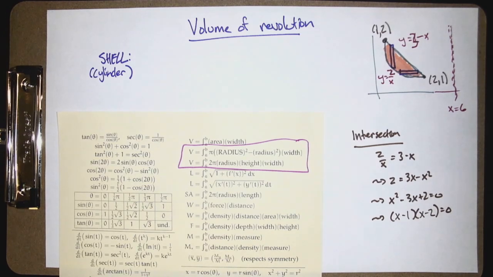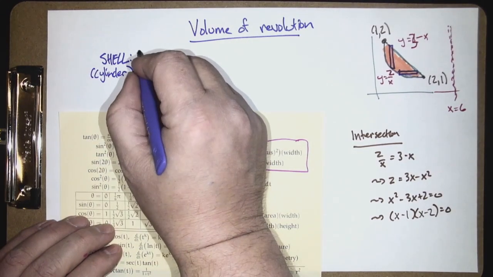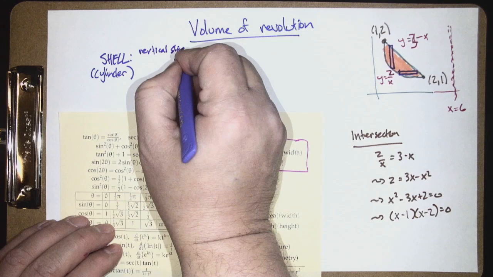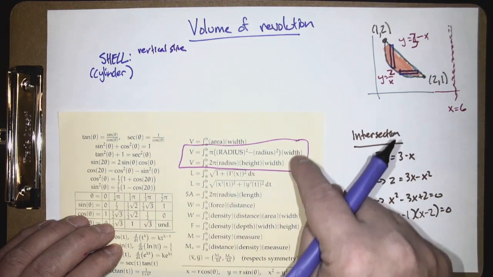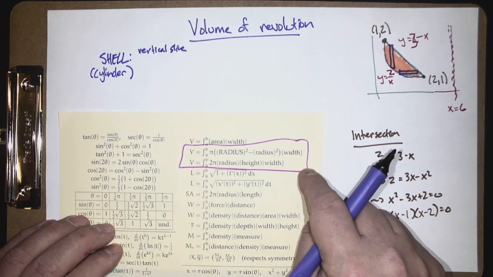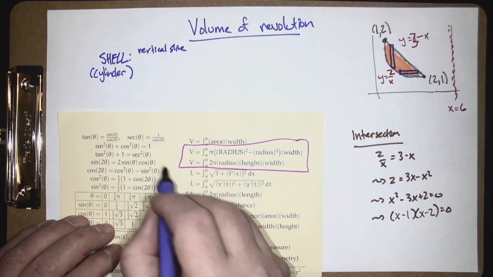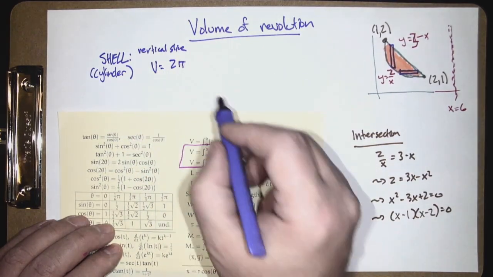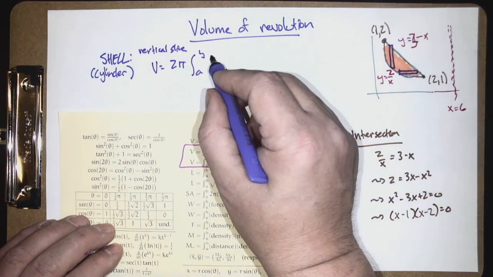But okay, so for shell, we're going to do the vertical slice. Now we go to our formula. Which one is the shell one? The 2 pi one. So you have to make sure you're grabbing the right formula. So we have volume equals 2 pi, add up, a to b. Integration is just adding things up.